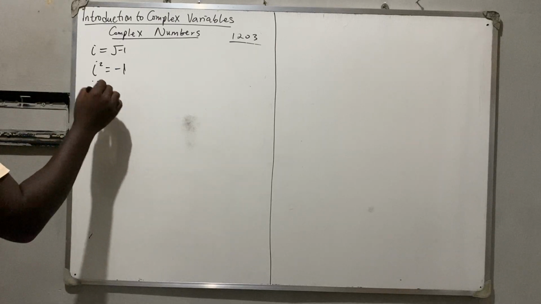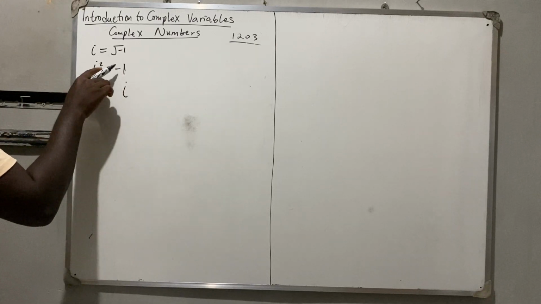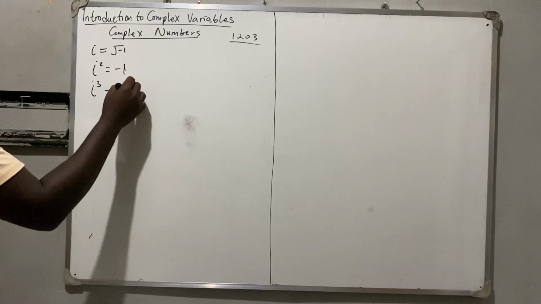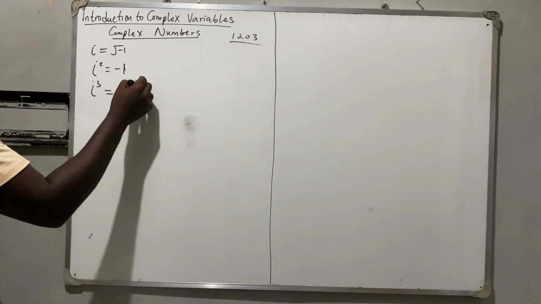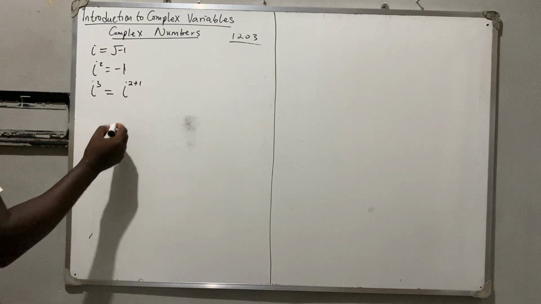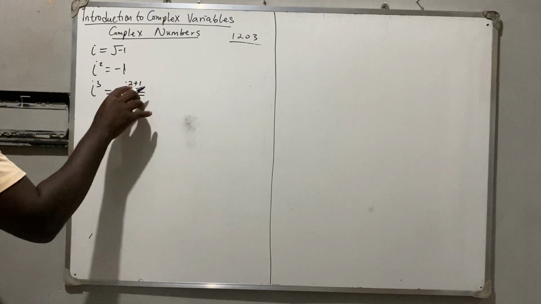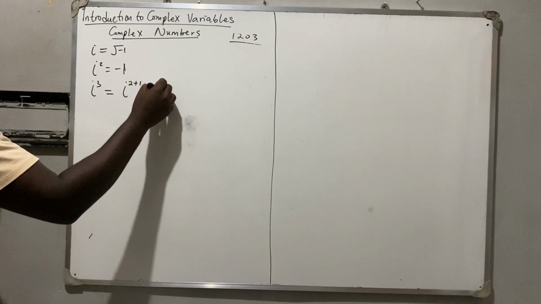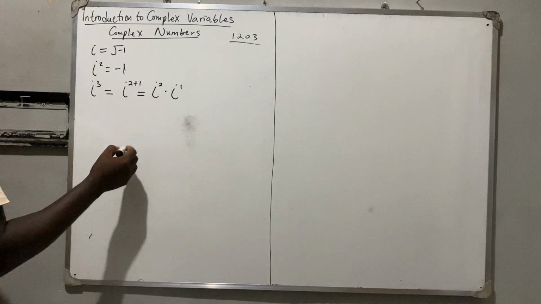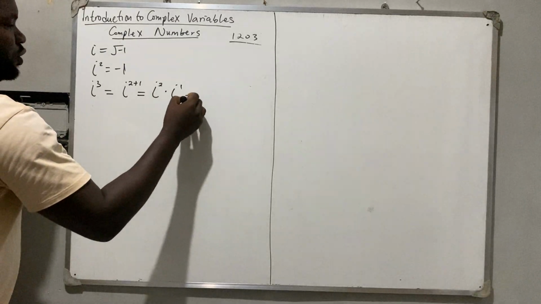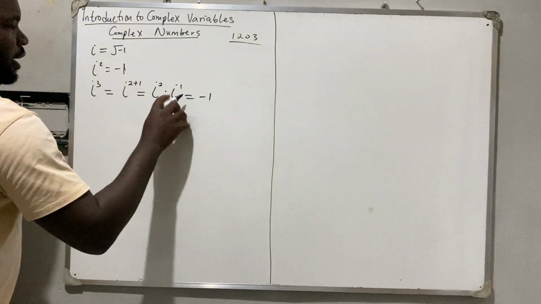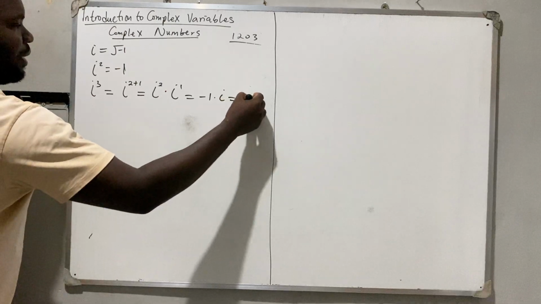Now i raised to power 3 is something like saying we must express it in terms of 2. i raised to power 2, 3 is something as 2 plus 1. Okay, i raised to power 2 plus 1. And according to indices, separating this plus, it will be i raised to power 2 multiplied by i raised to power 1. And then i raised to power 2 is equal to what? Minus 1. Then multiply by i. So which will give you minus i.